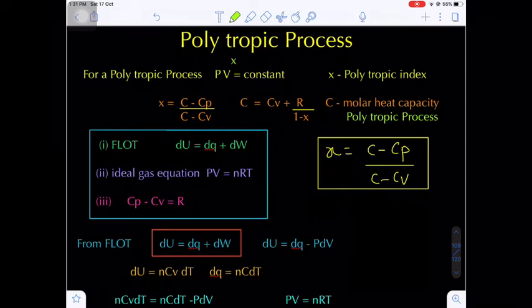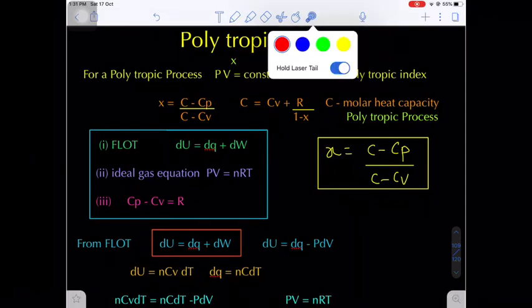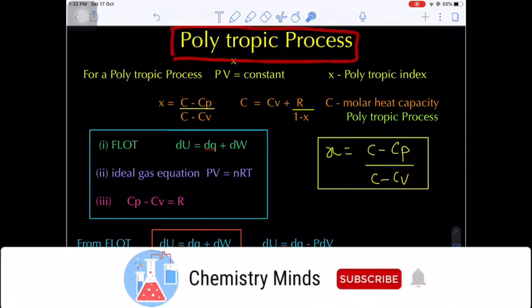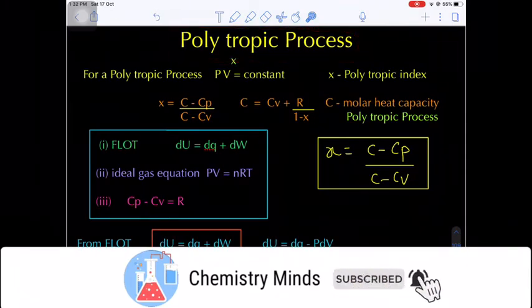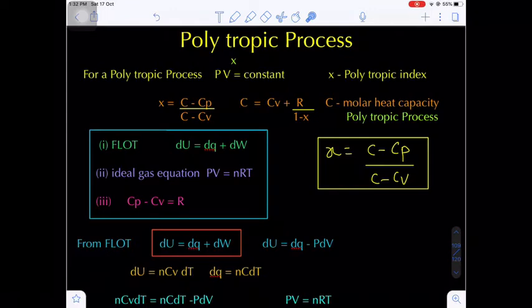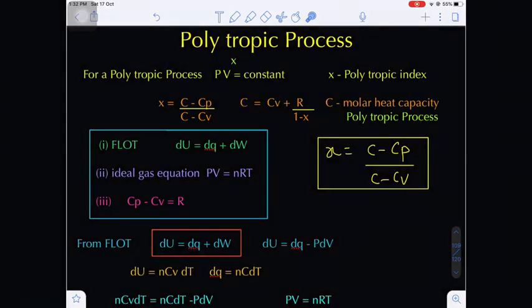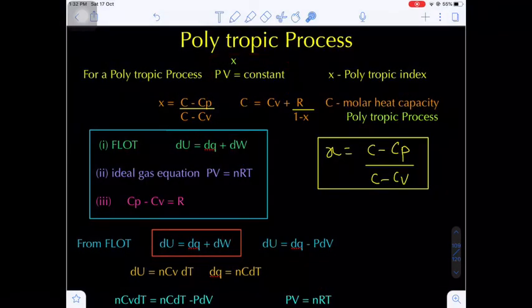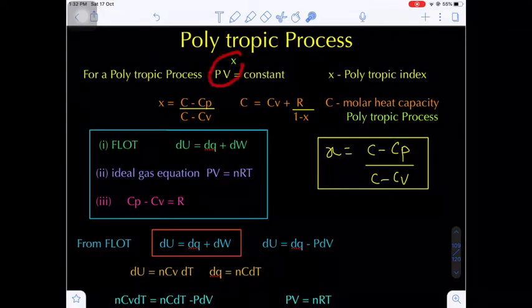Hello students, in today's class we are going to discuss the polytropic process. The polytropic process is nothing but a general process. The general expression for the polytropic process is P into V to the power x is equal to constant, where the exponent x corresponds to the polytropic index.